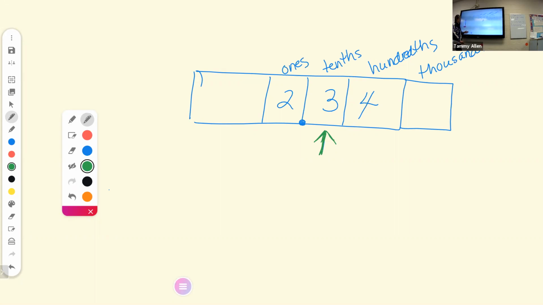We look to the right. It's a 4. What does the 4 tell us to do to the 3? Keep it the same. So our 3 stays the same. We eliminate the 4, so get rid of your 4. And there it is, rounded to the nearest tenth: 2 and 3 tenths. Did I add any zeros? No.